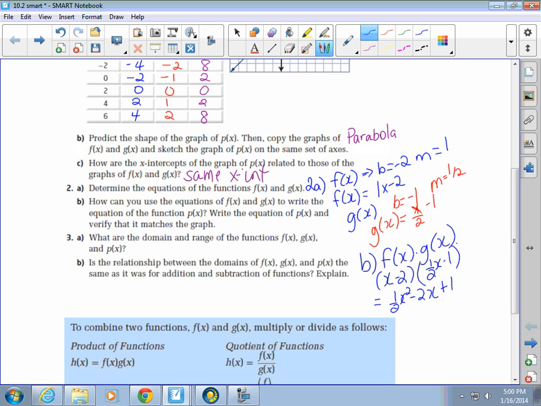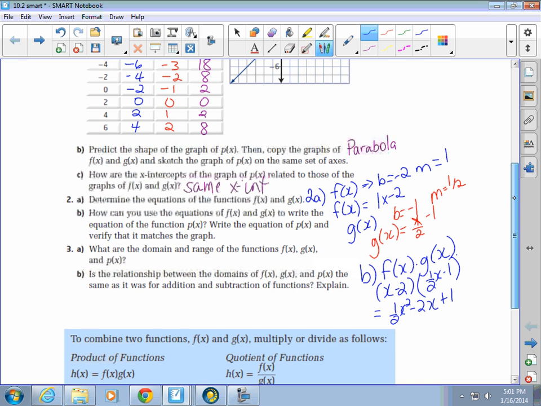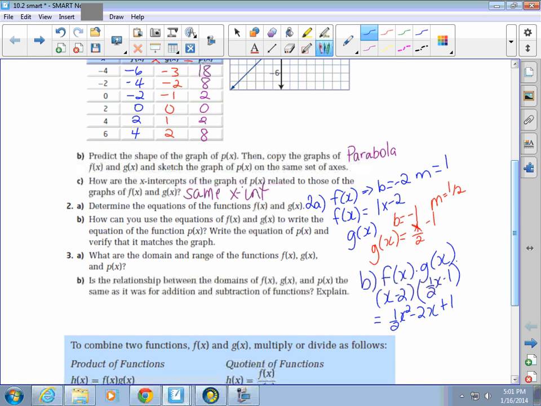Then it says verify to see if this works. We could change this into our vertex graphing form, but that would take a little more work than we need to. What you could do to check this is to just pick some points. If I pick the value of -4, when I'm done, I should end up with 18. So I do 1/2 times -4 squared minus 2 times -4 plus 1.